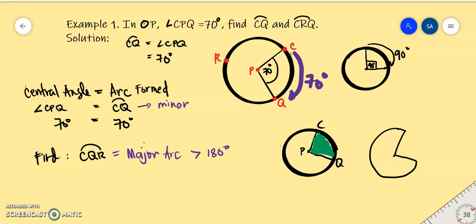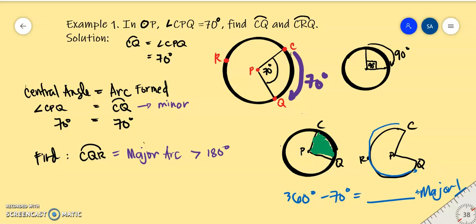So, anong measure ng arc na ito? Yung kinukuha natin is C, R, Q. So, itong arc na natira, yun yung ating hahanapin. Okay? Since yung buong circle ay 360 degrees, nabawasan na siya ng 70 degrees. Yun ngayon yung measure ng ating major arc. Ganon maghanap ng major arc.